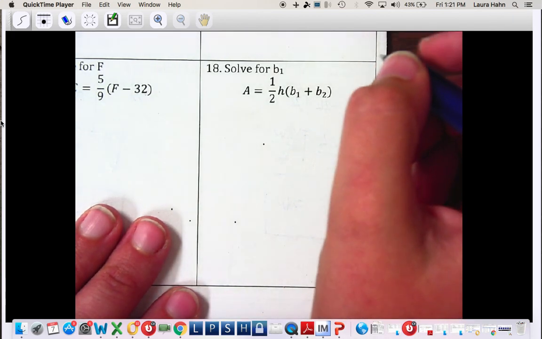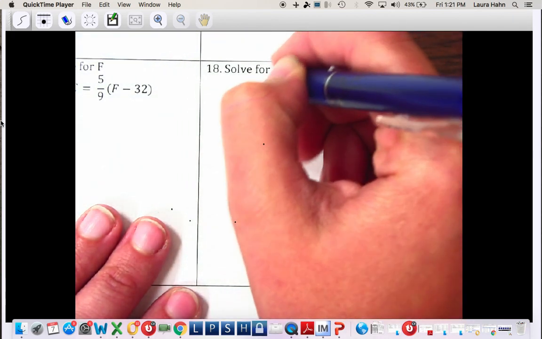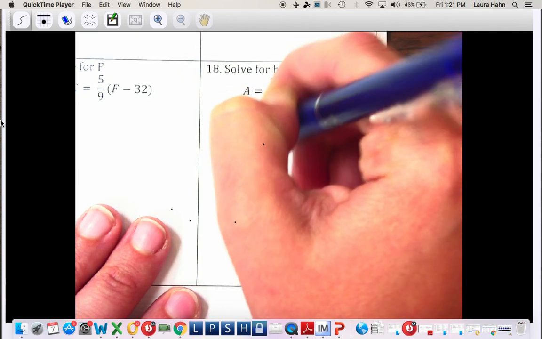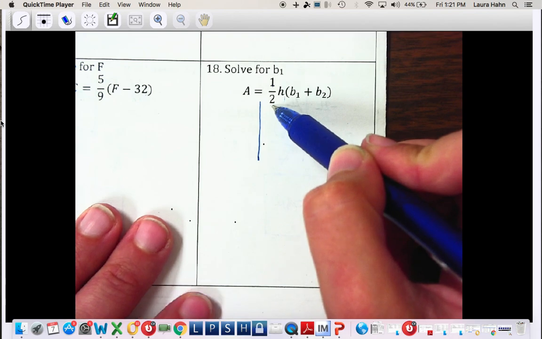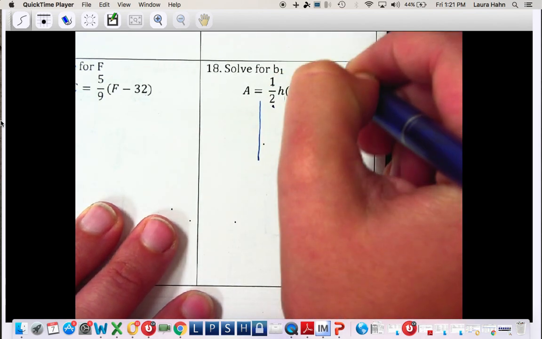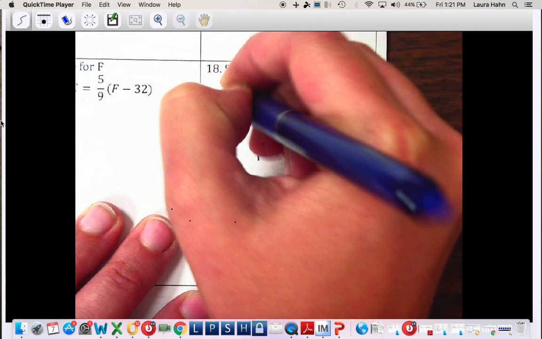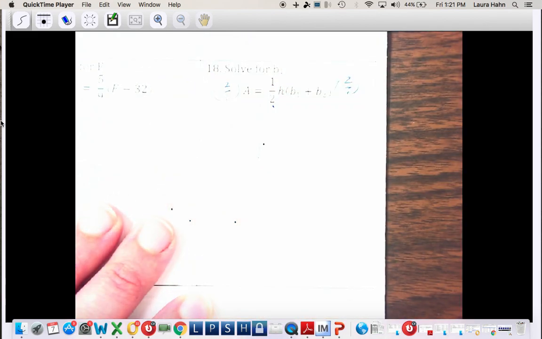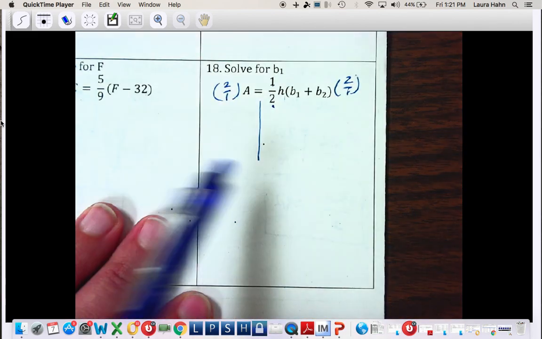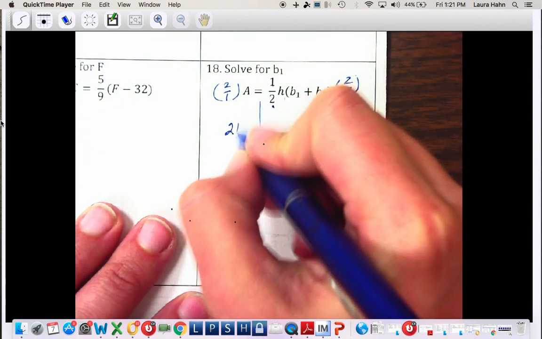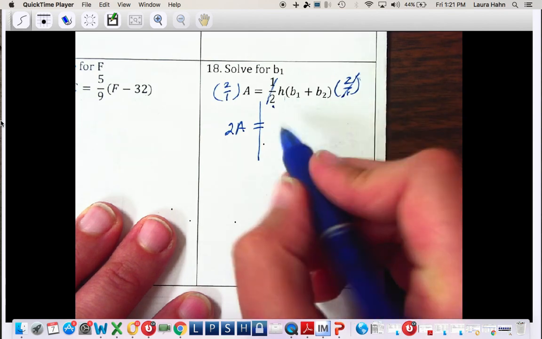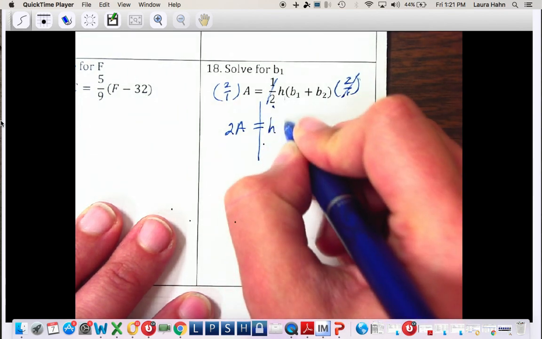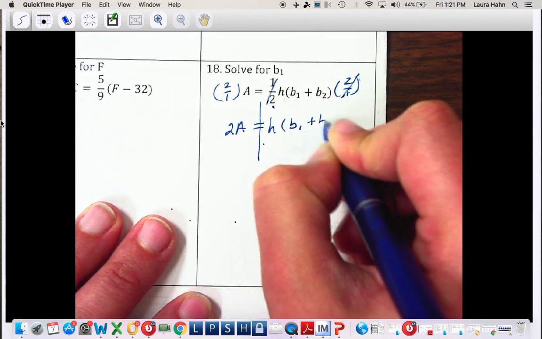So the first thing I know I want to get rid of is the stuff out front. So I'm going to get rid of the 1/2 first because it's a fraction. To get rid of a 1/2, we multiply by the reciprocal. 2 over 1 is just 2. So 2 times a is 2a. A fraction and its reciprocal cancel, so all this other stuff is going to fall down. So h times b1 plus b2.